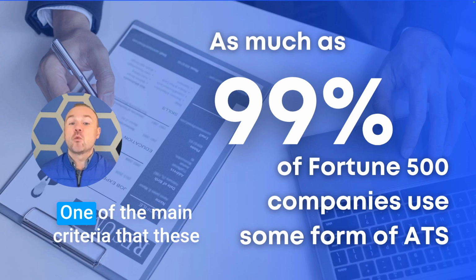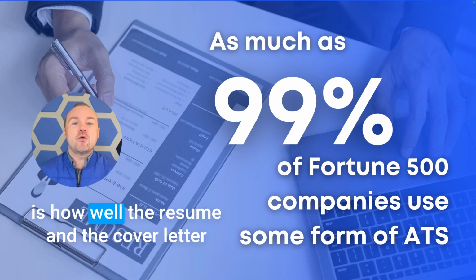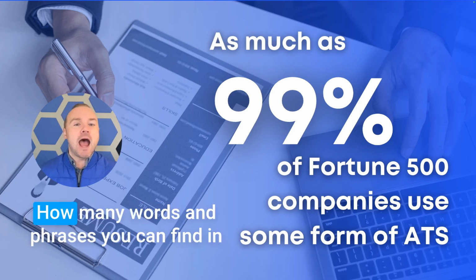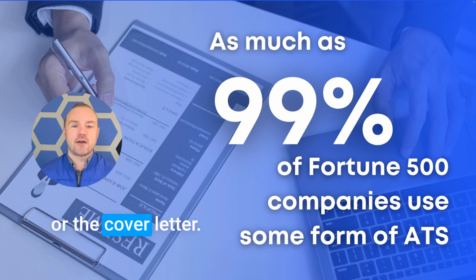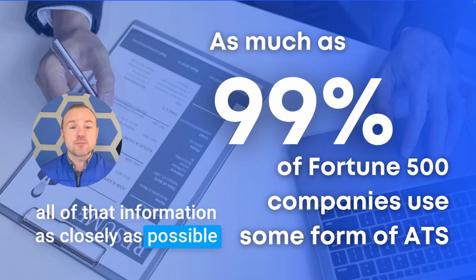letter or the resume. One of the main criteria that these automated applicant tracking systems use is how well the resume and the cover letter match the original job description, meaning how many words and phrases you can find in both the job description and also the resume or the cover letter. This is why it is important to match all of that information as closely as possible word for word.